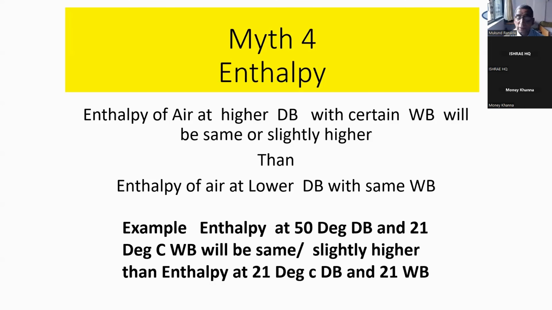Actually, the enthalpy of air at 50 degree dry bulb and 21 degree wet bulb will be slightly less than the enthalpy of 21 degree dry bulb and 21 degree wet bulb. First, let us see the psychrometric chart to prove this point, and then let us understand why it happens.